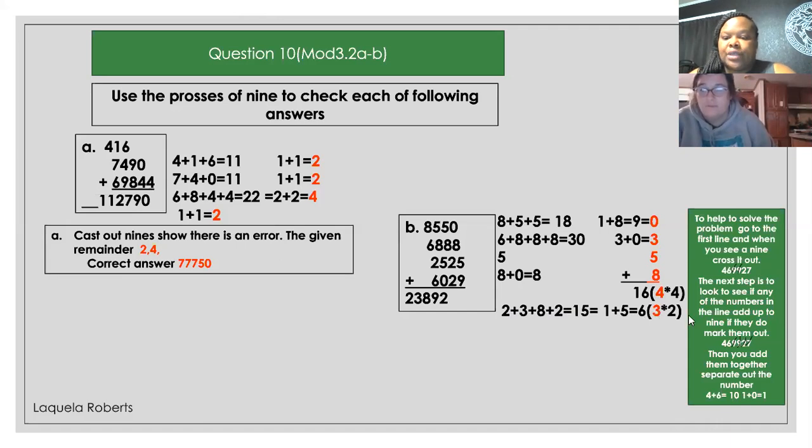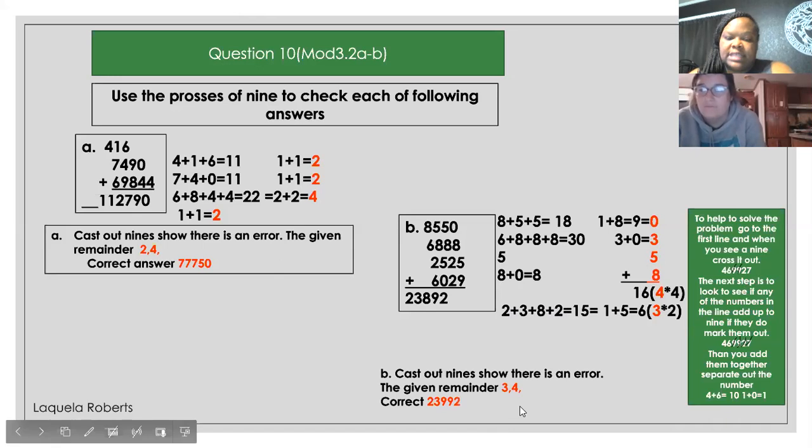So that's 3 times 2. So as you see here, they added all this, got 16. So 4 times 4 gives us 16. So once you cast out 9s, it shows there's an error. The given remainder is 3 and 4. The correct answer is 23,992.